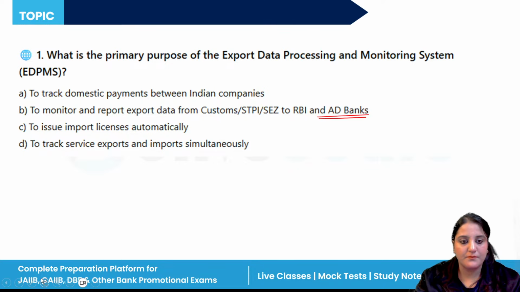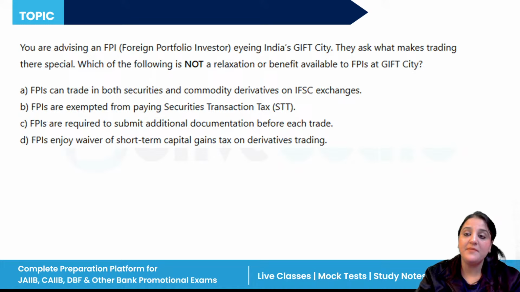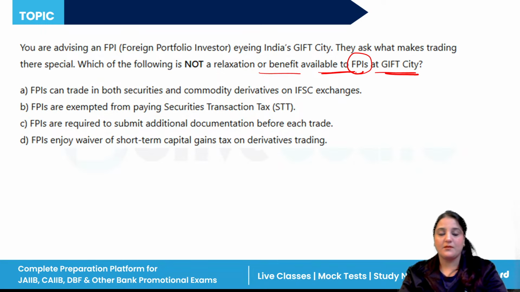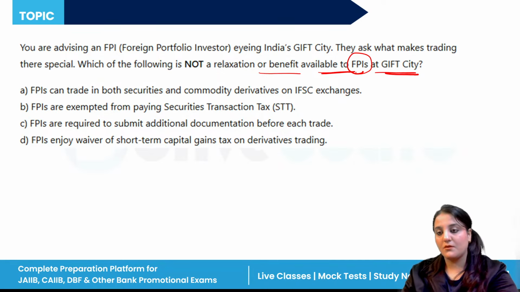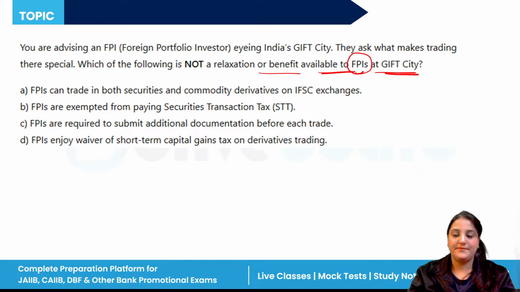Now, you are advising an FPI, a foreign portfolio investor, who is eyeing India's GIFT City, which is in Gandhinagar, Gujarat. They ask what makes trading there special. Which of the following is not a relaxation or benefit available to FPIs at GIFT City? Great.